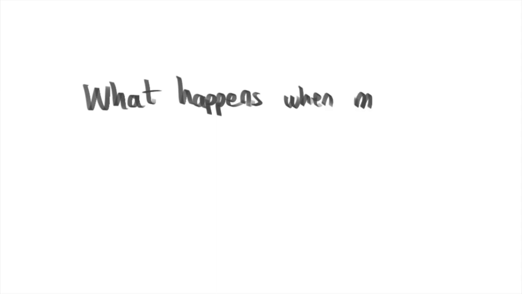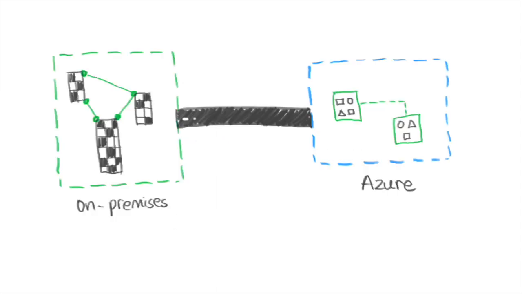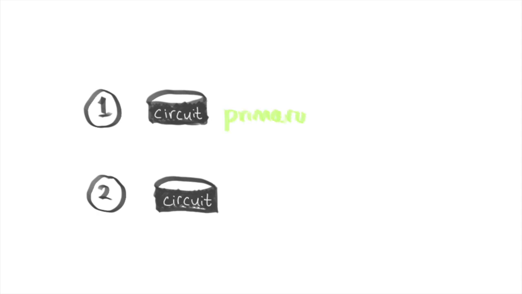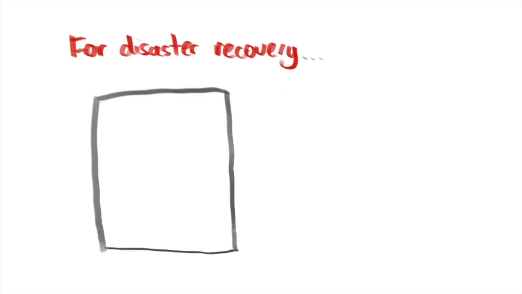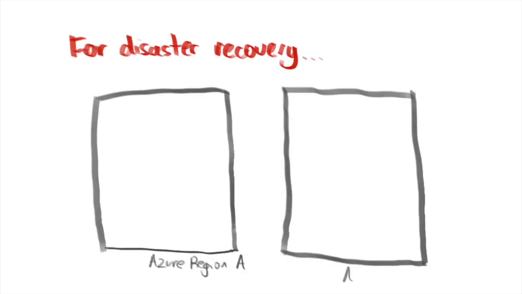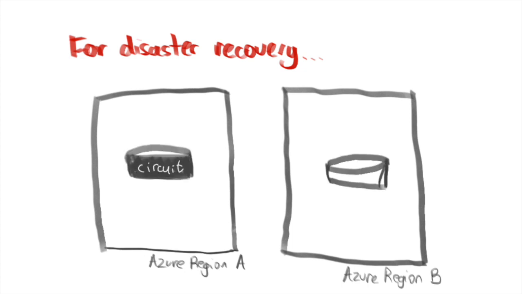What happens when my ExpressRoute circuit goes down? Your traffic flow to and from Azure will obviously get cut off. So typically, to ensure high availability, you have 2 ExpressRoute circuits set up, one as a primary link and one as a secondary or backup link. For disaster recovery, you can set up one circuit in one region and another circuit in another region. So even if the entire region or city goes down, your connection to Azure is not broken.